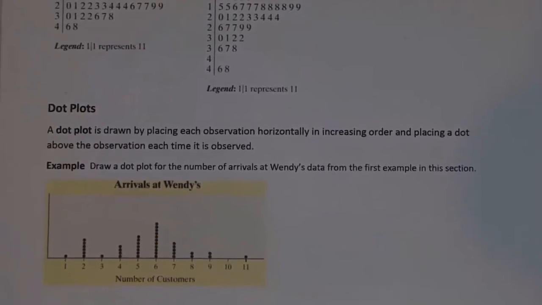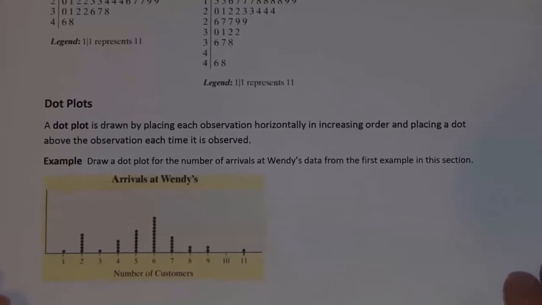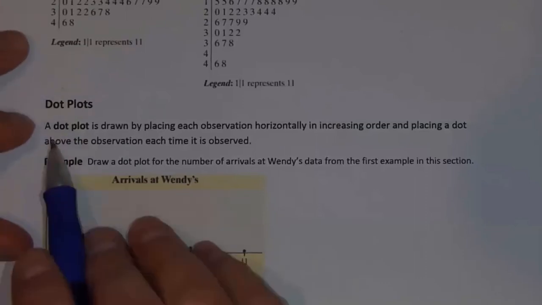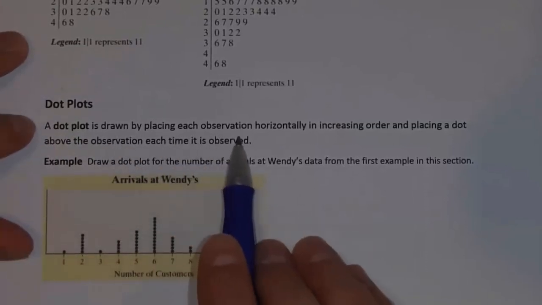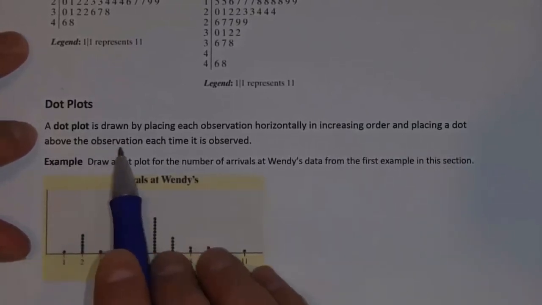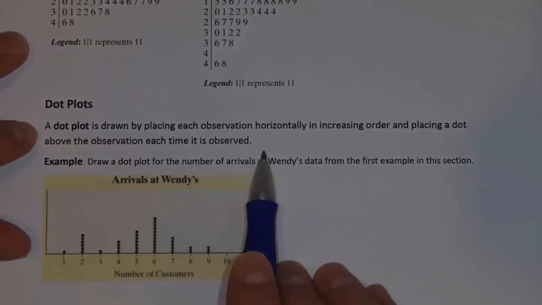Dot plots, to be totally honest, aren't used very much anymore. Technology kind of took away the necessity for dot plots. The significance of dot plots is that, prior to having access to a lot of technology, we could create a very crude graph to get a quick visual of how data is distributed. A dot plot is drawn by placing each observation horizontally in increasing order and placing a dot above the observation each time it's observed.